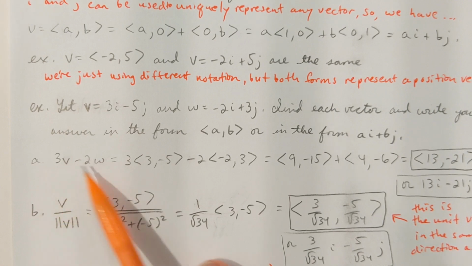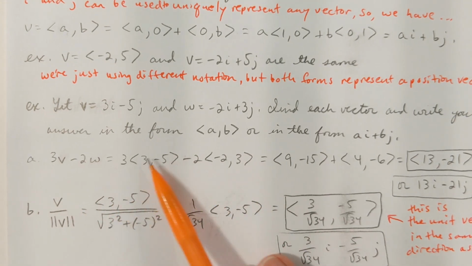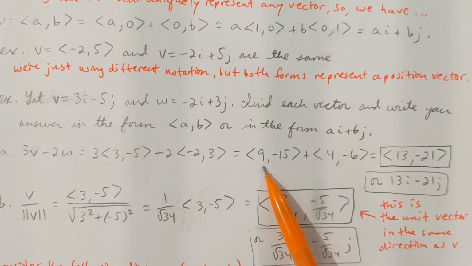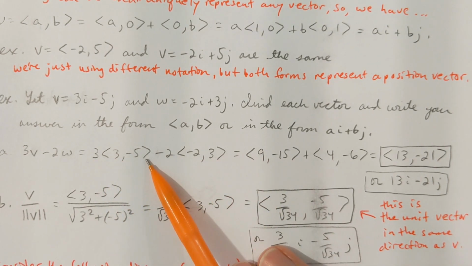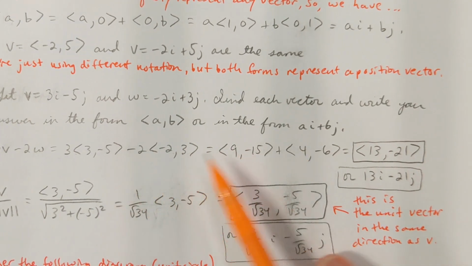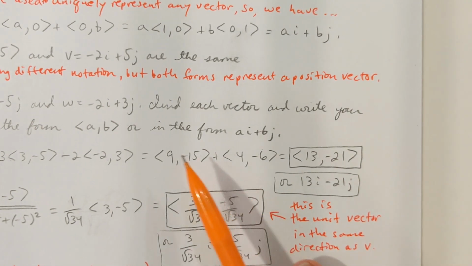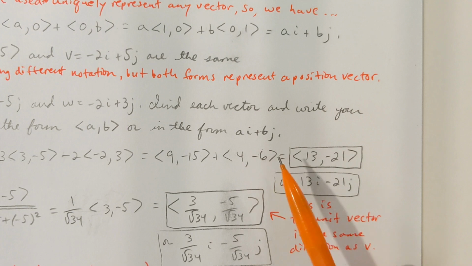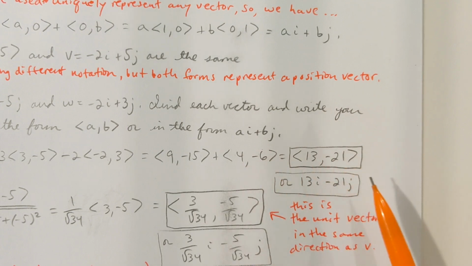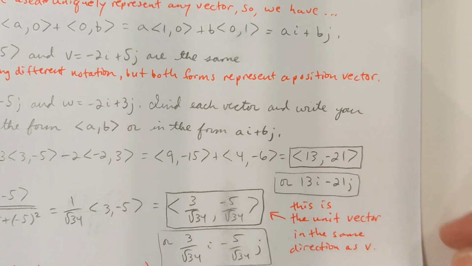3 and -2 are scalars, right? v and w are vectors, and a scalar can be distributed into the components of each vector. So I've done that. 3 times 3 is 9, 3 times -5 is -15. -2 times -2 is 4. -2 times 3 is -6. And so I'm adding these two vectors, which means I'll want to add the components. 9 plus 4 is 13. -15 minus 6 is -21. So this position vector here would be my answer. Or if you're using ij notation, 13i minus 21j, that means exactly the same thing.